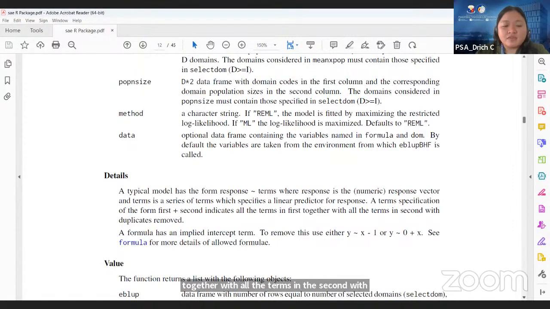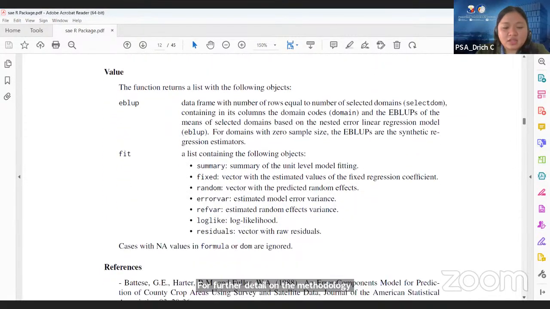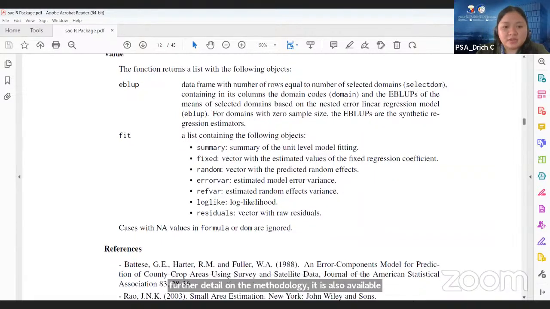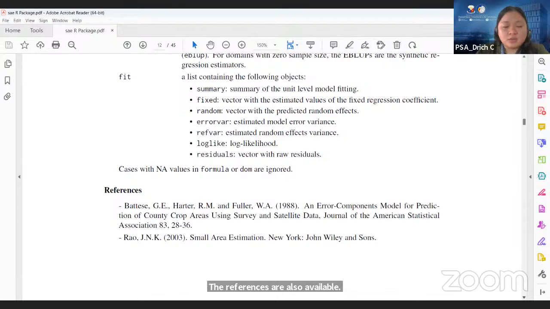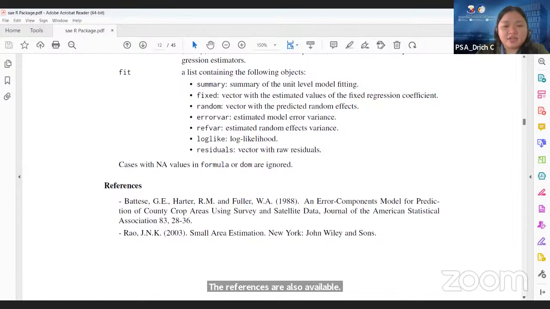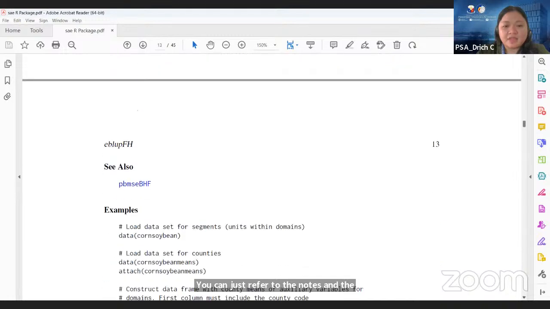For further detail on the methodology, it is also available. The references are also available. So once you identify the methodology that you want to explore, you can just refer to the notes and the details specified in this package.